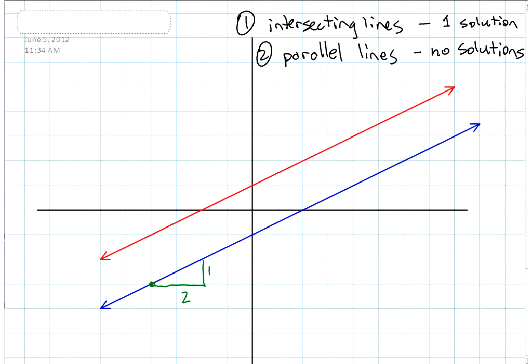The only other situation is kind of a goofy one, but what's the only other situation? Right, if they were right on top of each other, if they were the same line, how many times do they intersect?